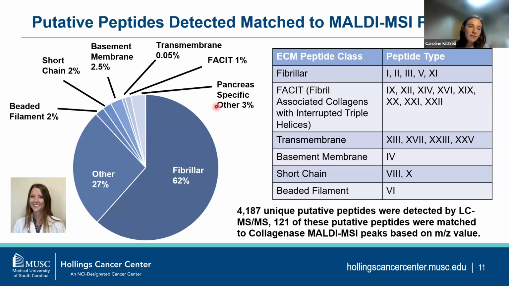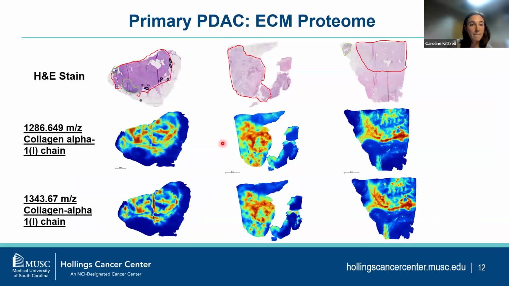And when we looked at the different types of ECM peptides that were detected, we found that the majority of them were fibrillar collagens, and that really lines up with what we see in the literature, as these fibrillar collagens are most abundantly secreted by cancer-associated fibroblasts within the PDAC tumor microenvironment.